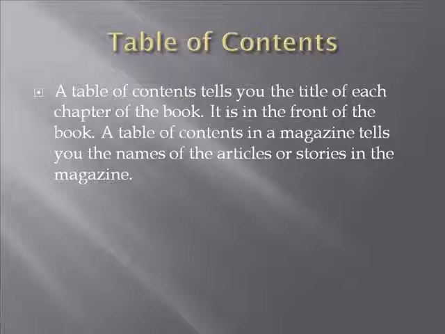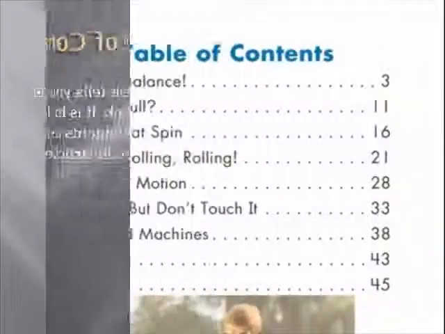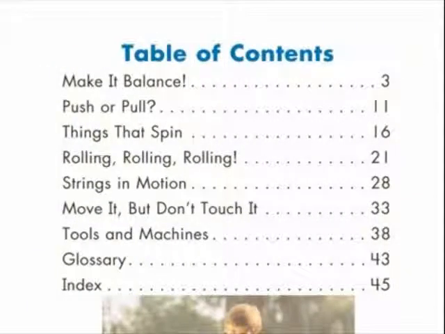A table of contents tells you where the title of each chapter of the book is located. It is in the front of the book. A table of contents in a magazine tells you the names of the articles or stories in the magazine. Here we have an example of a table of contents.